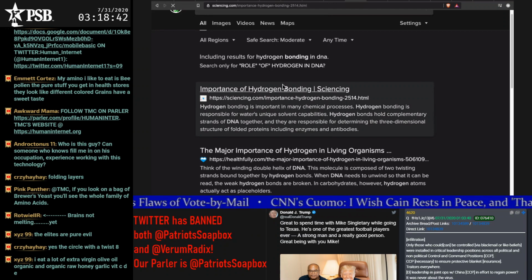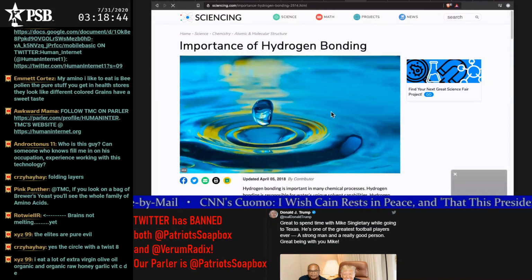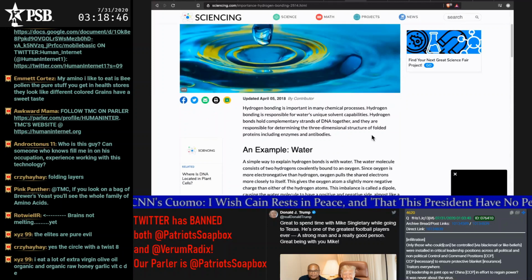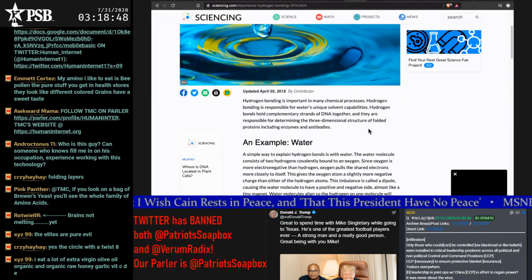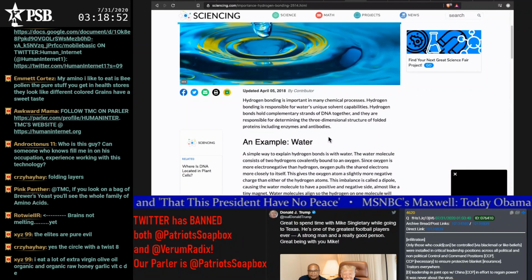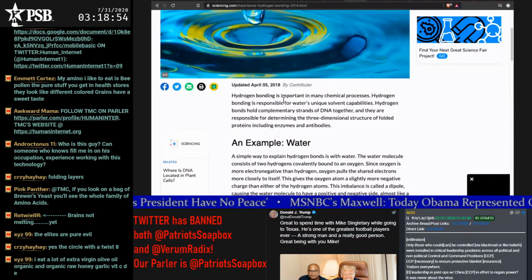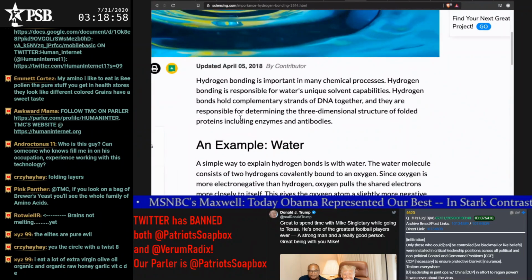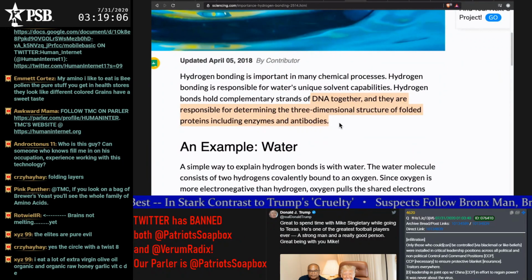Hydrogen bonding. Importance of hydrogen bonding: it's important in many chemical processes. Hydrogen bonds hold complementary strands of DNA together, and they are responsible for determining the three-dimensional structure of folded proteins, including enzymes and antibodies. Right here, hydrogen bonding.